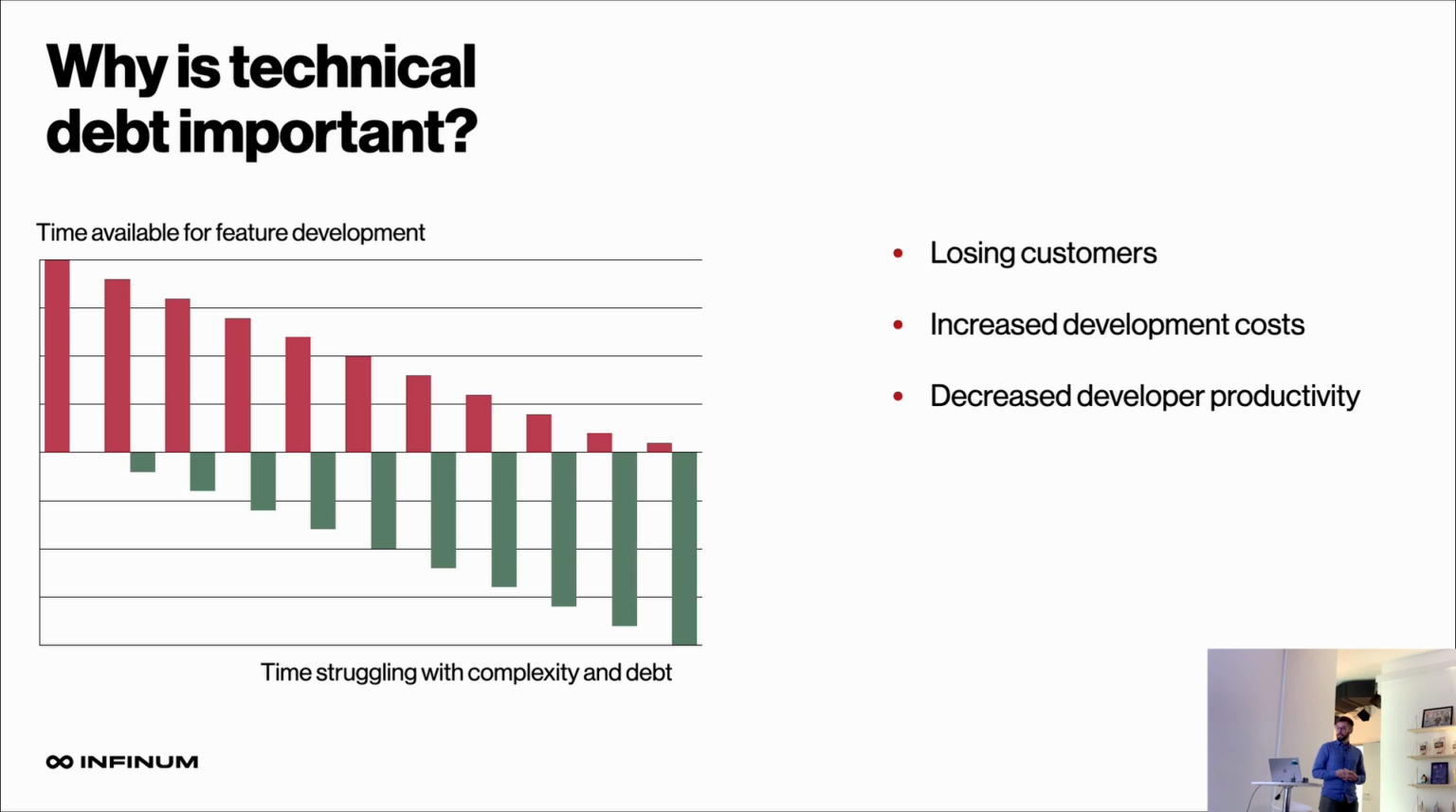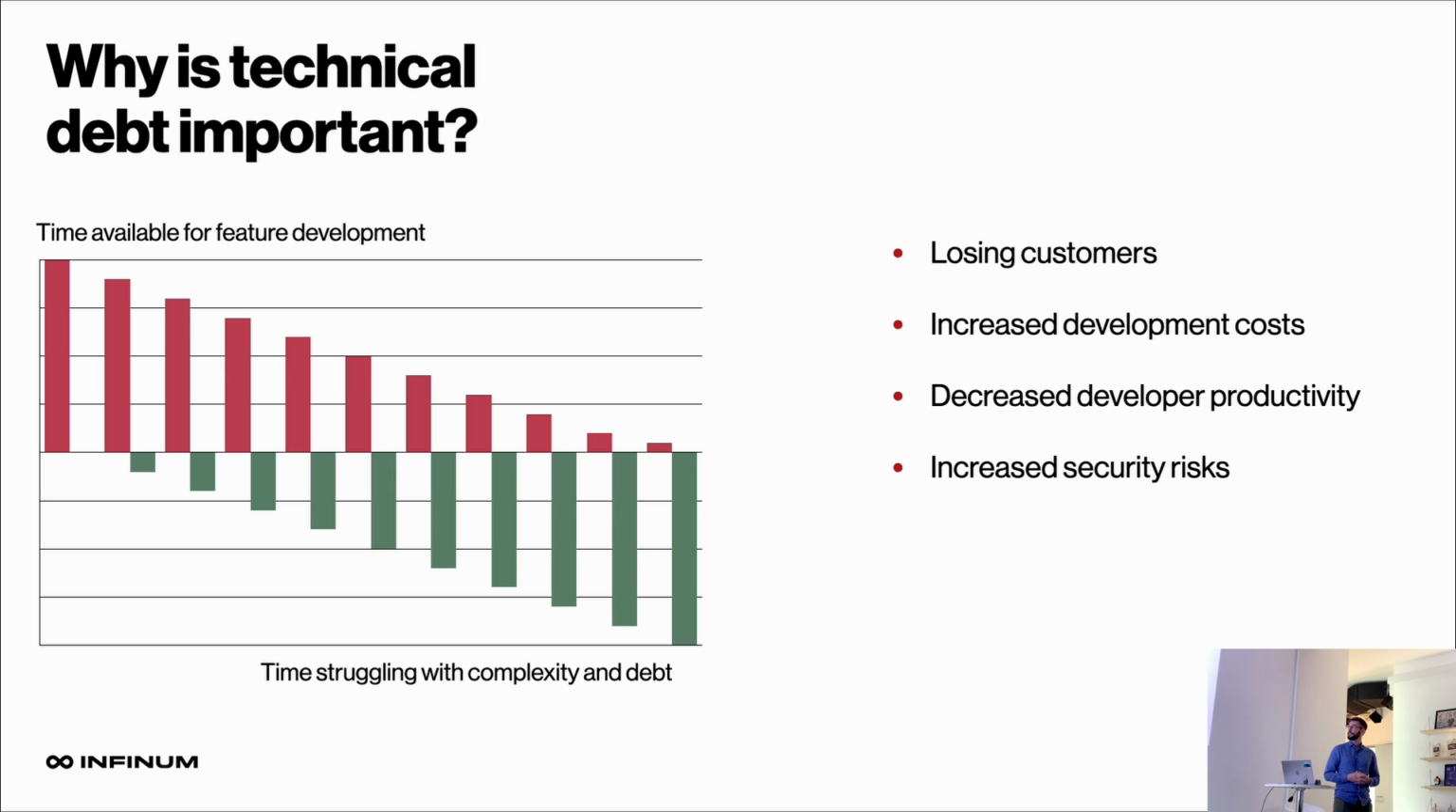Another one is decreased developer productivity. Well, developers will spend less time focusing on developing features, and they will be more focused on handling technical debt. Why is that? Because when you are developing a feature and you have bad solutions which you have to work with, then that will expand your period for developing a new feature. And as you can see on the graph on the left, it shows that you will have less time, and yeah, you will struggle more with complexity as the debt increases.